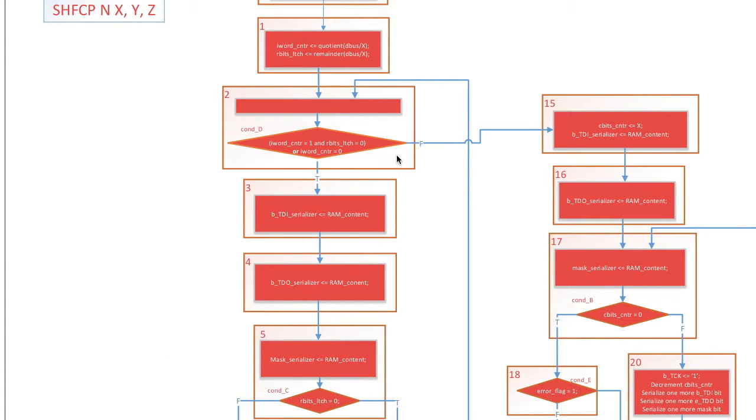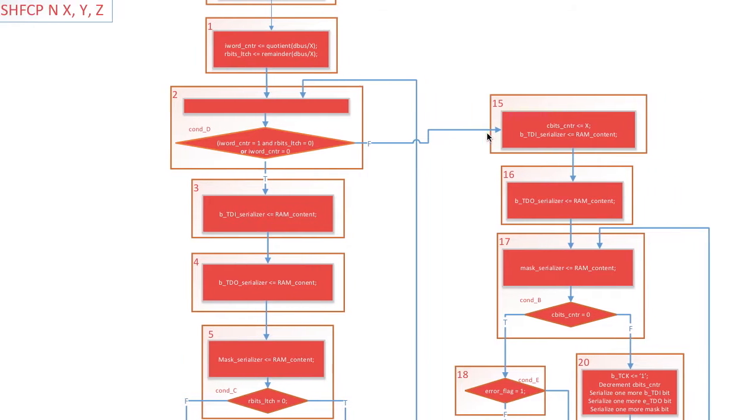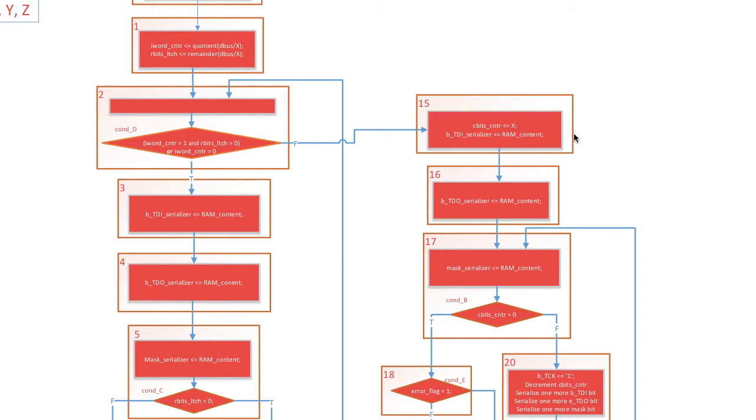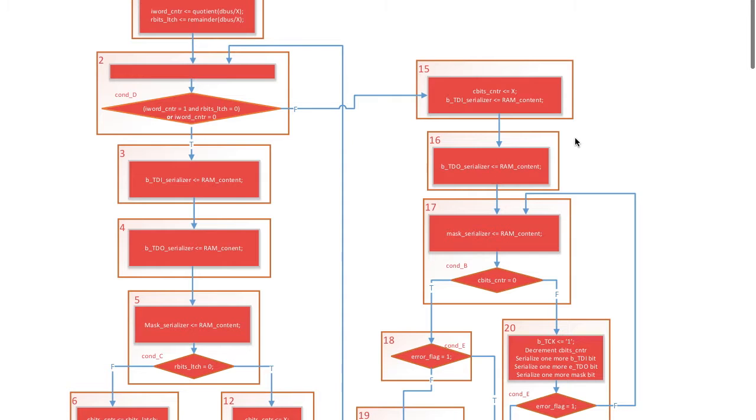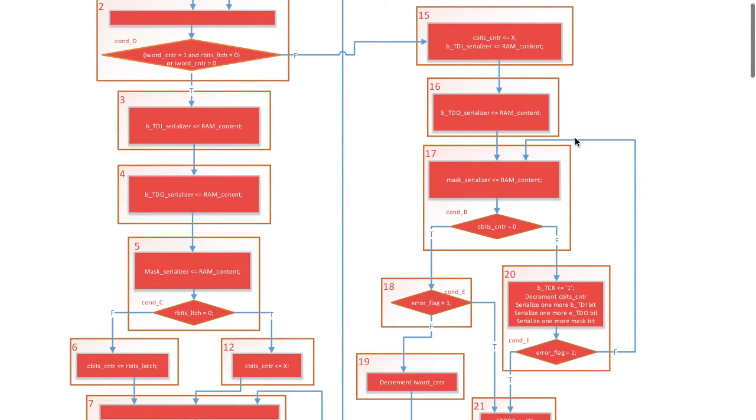Then we can go up here and check what will happen if the word counter isn't equal to 1 and the rbit slash isn't equal to 0, or the iWord counter isn't equal to 0. Then we will end up here. Then we will have to put the value of x into the cbits counter and take the value of the RAM content into the btdi serializer. We will also have to take the RAM content into the btdo serializer and into the mask serializer.